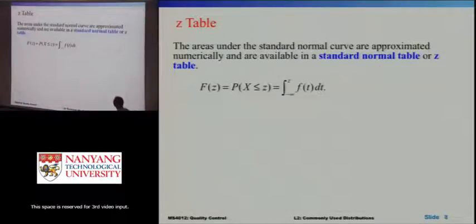So we can see this is the Z table. Because we don't have a closed form, we need to do it numerically. Somebody already did this for us and listed the table, so we don't need to do it ourselves. We just need to refer to the table.